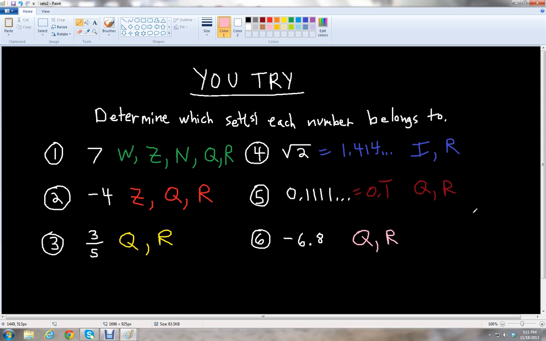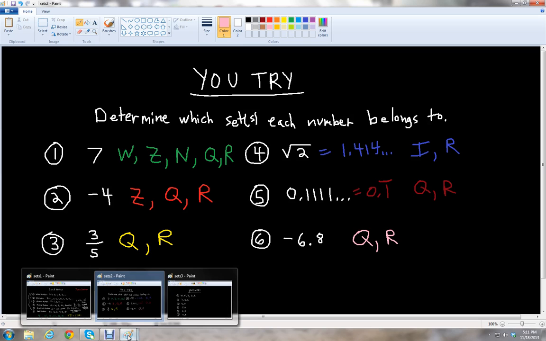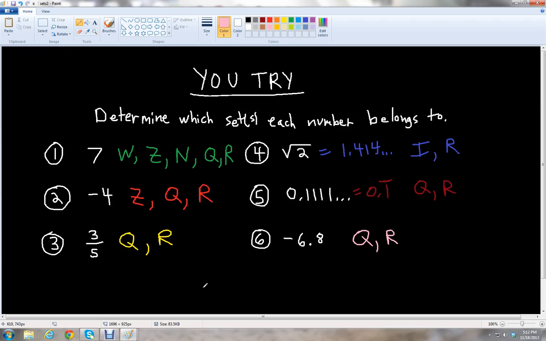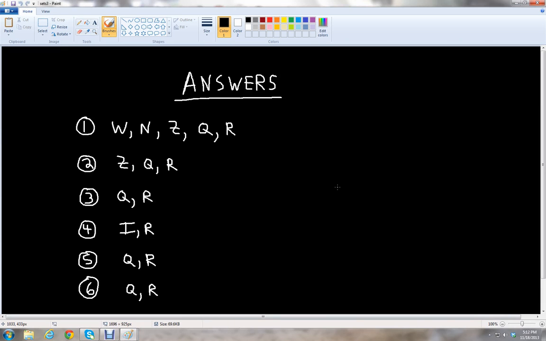Okay, so if you got those right, great job. And let's see if we got the answers here. So whole, natural, integer, rational, and real. And then the next one was integer, rational, real. Then we had rational and real, irrational, real, rational and real, rational, real. So those were the answers that we got for our problems. So if you got all those right, great job. You know how to classify your numbers into the different sets, which is very important when doing more complicated math problems with sets.